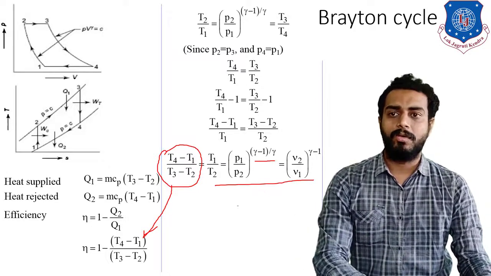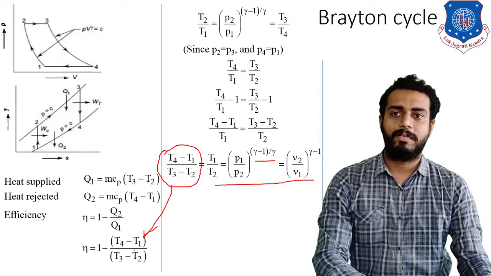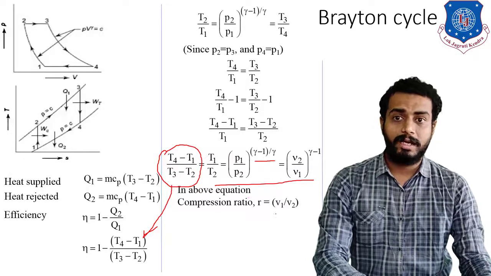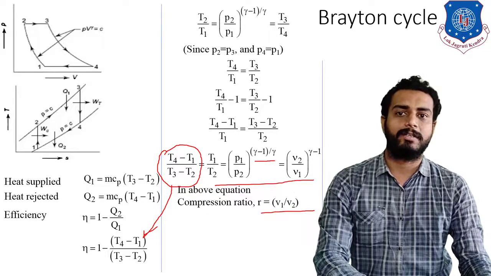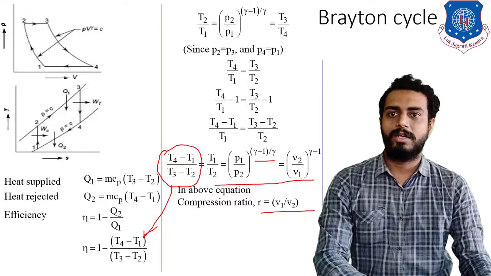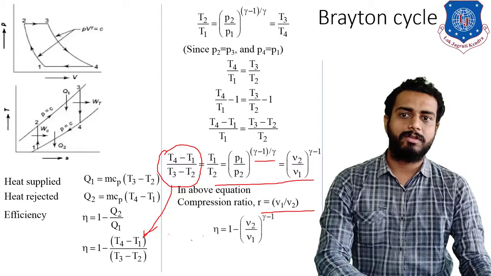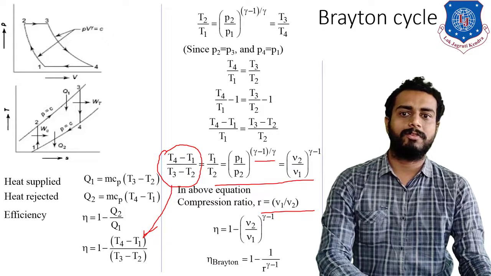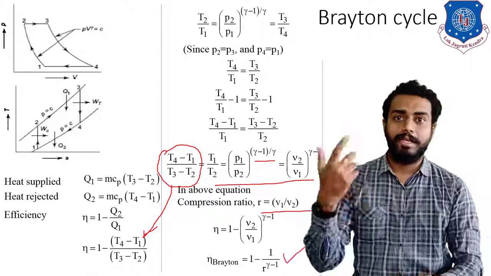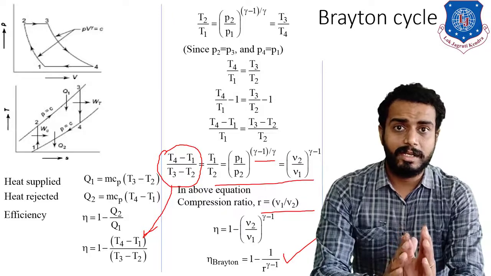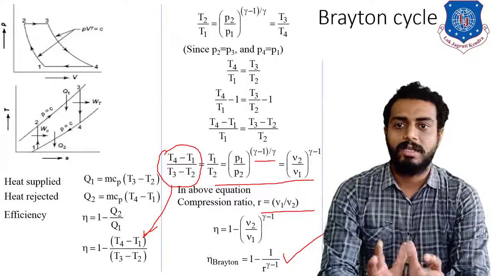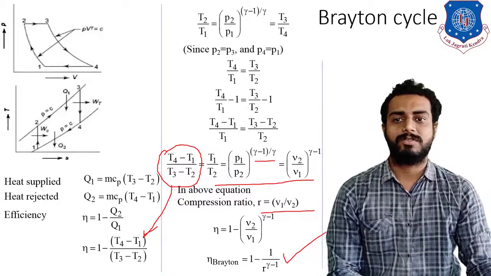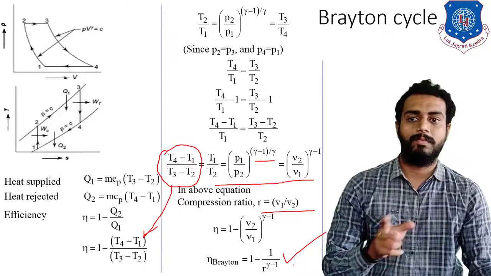From that I have written this correlation. Okay, so now let us substitute the value over here. One more thing, the compression ratio V2 by V1 is what? Compression ratio you can write as 1 upon r because it is V2 by V1. So eta is equal to 1 minus (V2 by V1) raised to (gamma minus 1). So you can write eta Brayton is equal to 1 minus 1 upon r raised to (gamma minus 1). And if you recall, the efficiency of the Otto cycle has the same equation, that is 1 minus 1 upon r raised to (gamma minus 1), wherein r is compression ratio in both the cases.